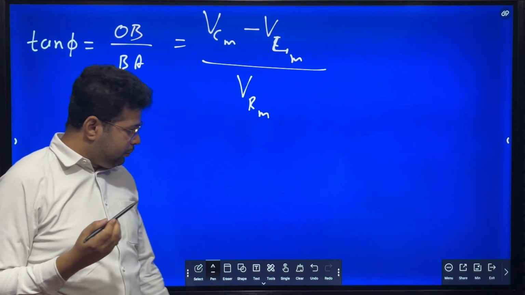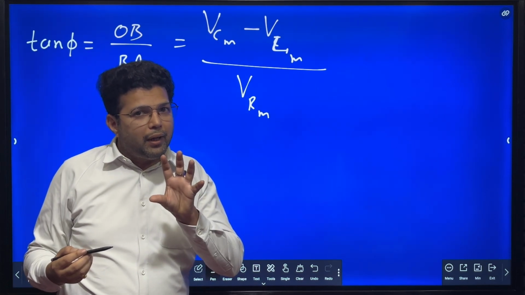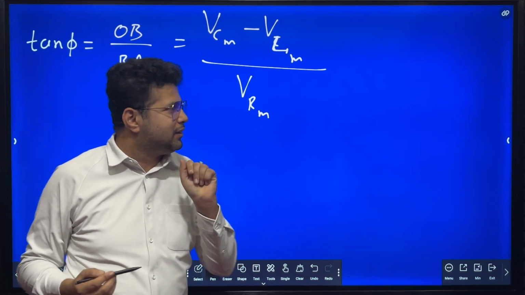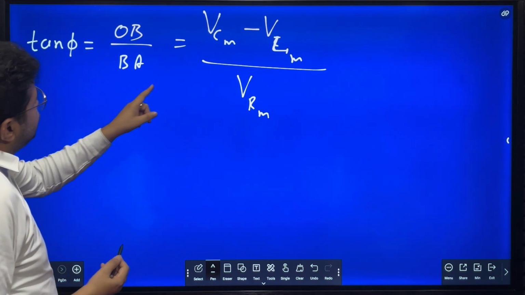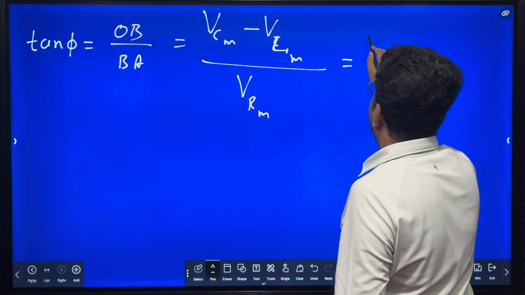Because in the equation I is equal to Im sin(omega t plus phi), I have found Im. Now I have to find phi, the phase difference. Okay. So what is VCM? VCM is equal to the maximum value of voltage.